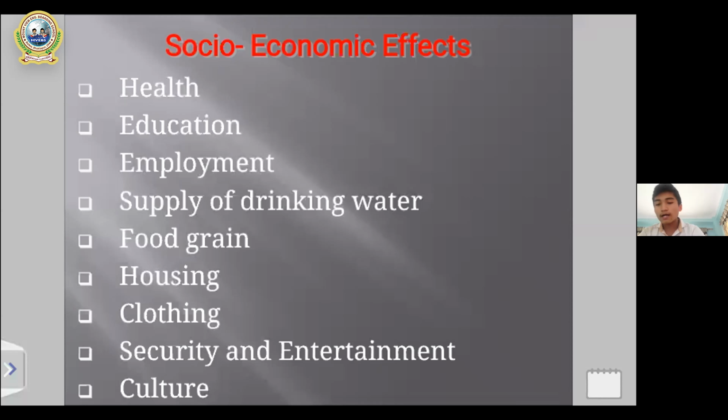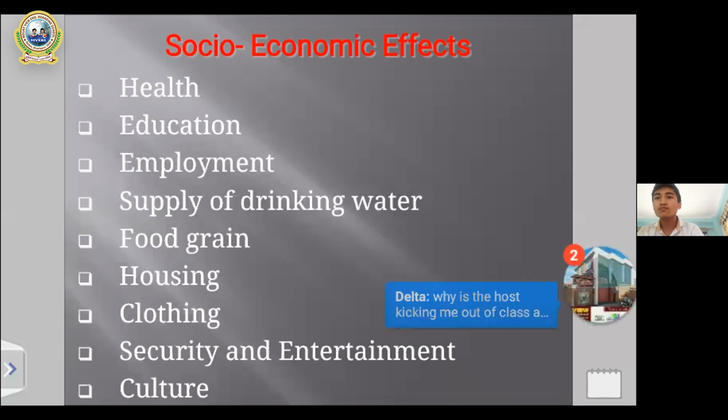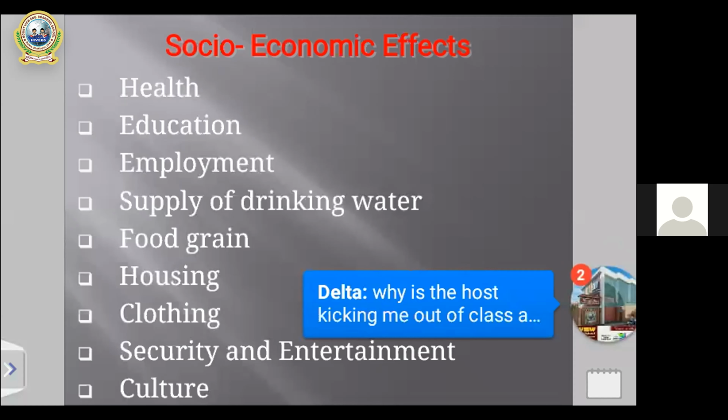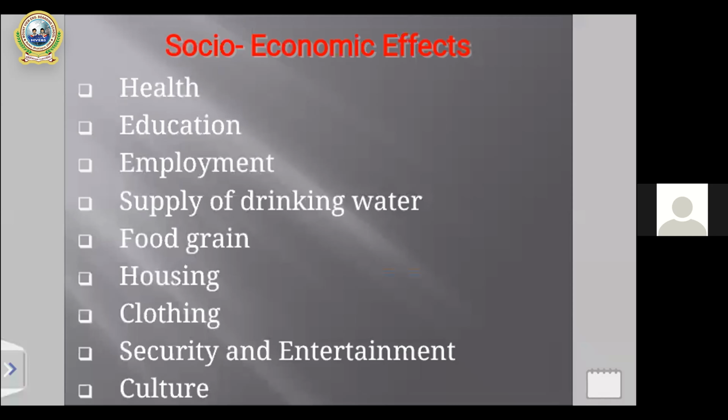Sir, housing is the basic need of human beings, and when houses are few and the population increases, people may not get houses for living. Okay, Mr. Ankit Chepan, thank you so much for your view.